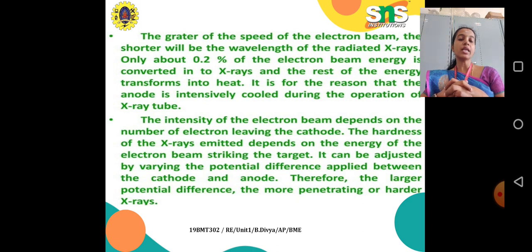The intensity of the electron beam depends on the number of electrons leaving the cathode. The hardness of the X-rays emitted depends upon the energy of the electron beam striking the target. As I told you already, it depends on the area we are going to scan, whether soft tissues or hard tissues. According to that, the radiation will be passed, and if the radiation is high, the target strike will be larger and the X-ray produced will be of a larger percentage.